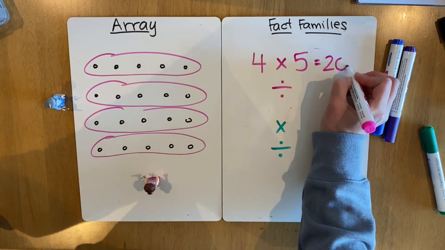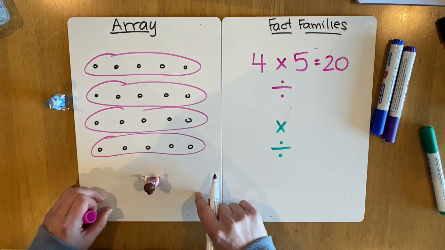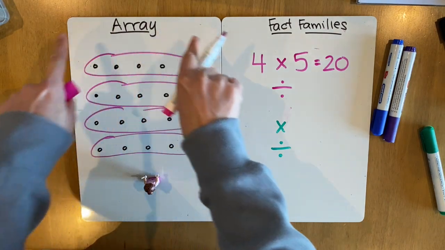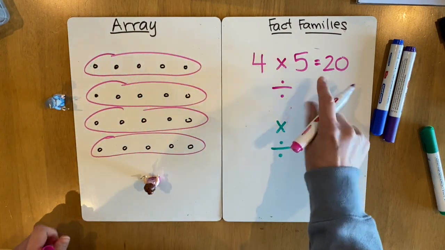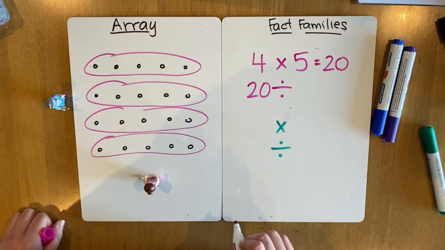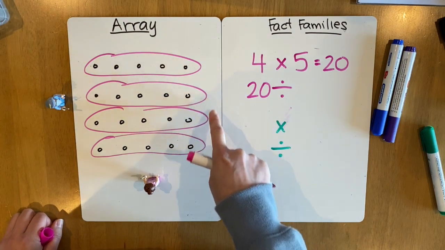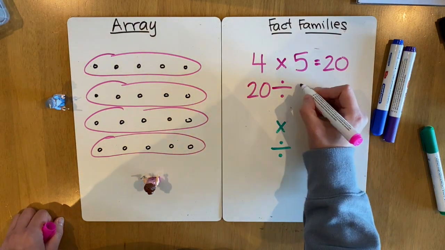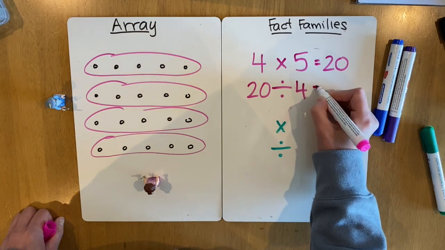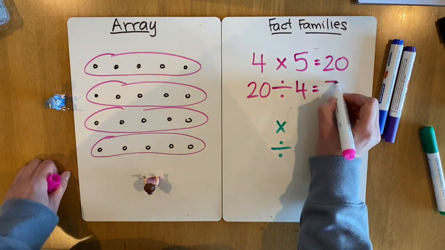20 all together. So what division number sentence can Hermione see? Start with the all together number, 20. Divided by how many groups? 4 groups. Equals how many are in each group? 5.